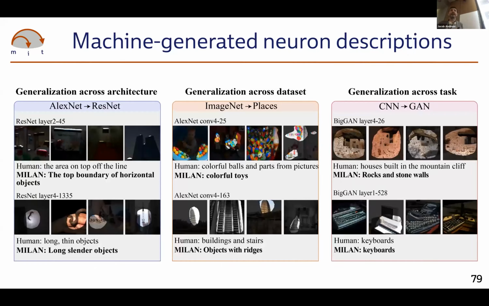Good, and so you can do this at scale. I'm showing here examples of the natural language version of this rather than the program synthesis version. And you can see you get fine-grained descriptions of low-level things like the top boundaries of horizontal objects. You get high-level semantic things like a neuron that responds to keyboards, and various interesting mid-level textural things like objects with ridges, slender objects. You get cool descriptions of symmetries, and neurons that respond to vertically symmetric objects and things like that as well.